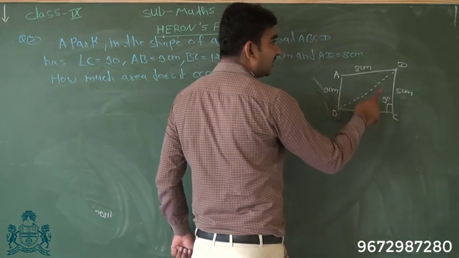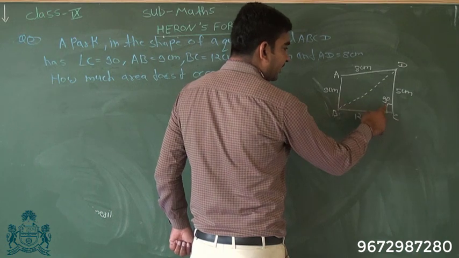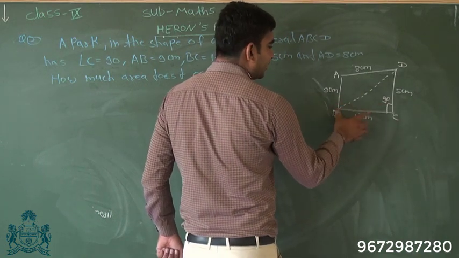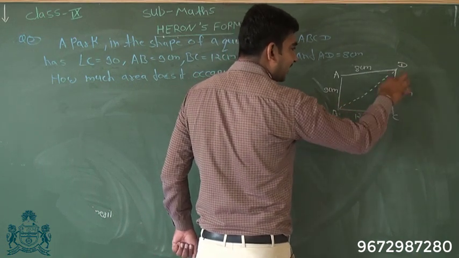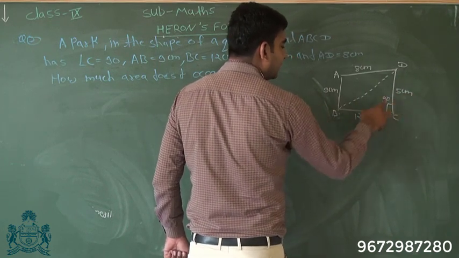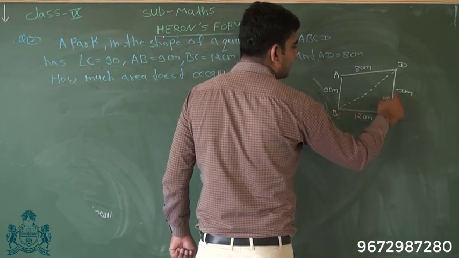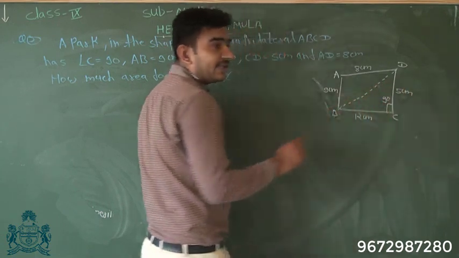The area of a triangle equals half into base into height. In a right angle triangle, the side opposite the right angle is the hypotenuse. BC is the base and CD is perpendicular to BC, so the height CD equals 5 centimeters and the base is 12 centimeters. Then the area of triangle BCD equals half into base into height.